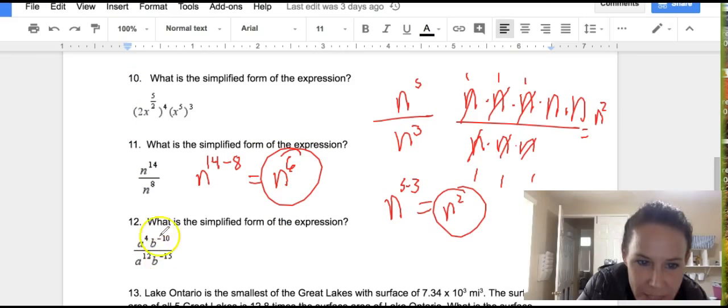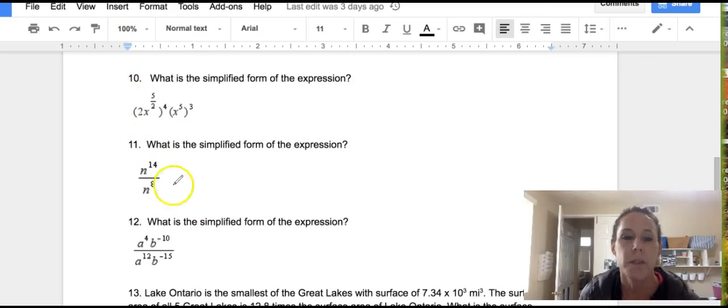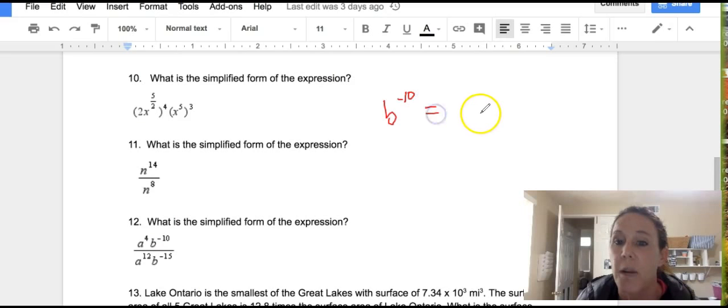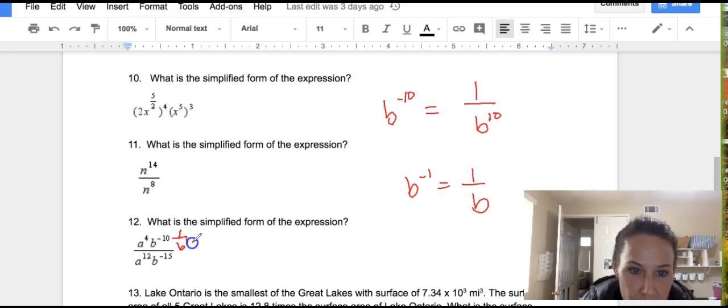Now, when you get these negative exponents in here, things get a little trickier. A couple ways to look at this. When you're simplifying something, anything to the negative power means you're going to take 1 over. So this would be 1 over b to the 10th. We know b to the negative first power is 1 over b. B to the negative 10th power is 1 over b to the 10th. So I could do that, and I could say, well, this is actually 1 over b to the 10th.